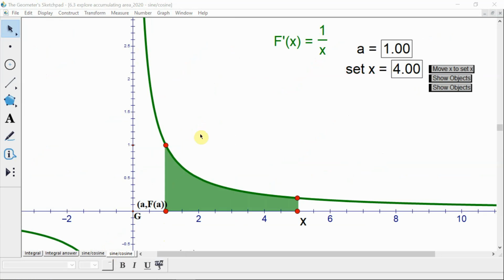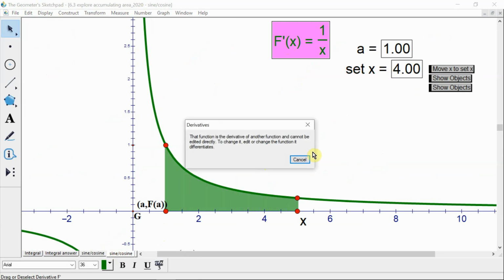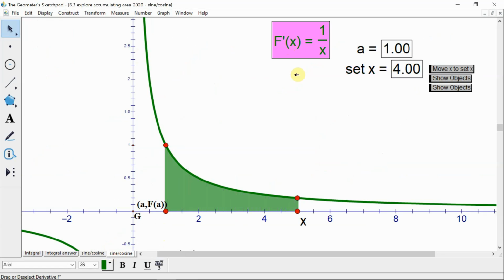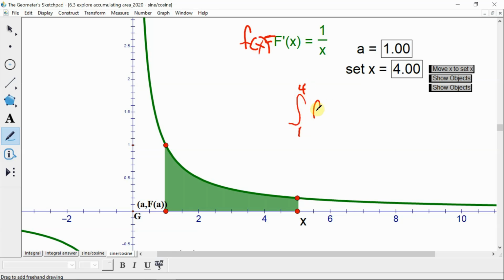Okay, so I have a function here. Again, I could call this little f of x. Often that would be what we would see. But I'm just emphasizing the fact that this is the derivative of some other function. So probably though the question would say f of x equals 1 over x. Find the integral. So this would say the integral from 1 to 4 of 1 over x, or f of x.